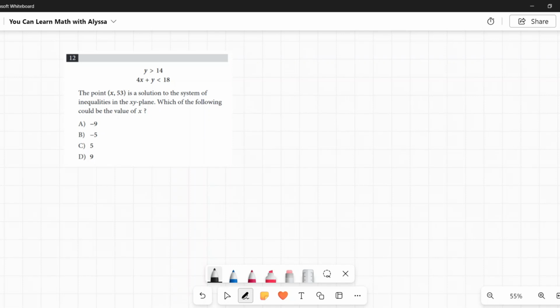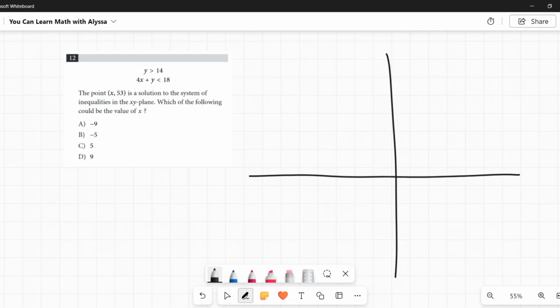If you choose to put this in your graphing calculator, you're going to get something that looks like this. y is greater than 14. If you were to graph y equals 14, it would be a horizontal line, but because it's greater than and not greater than or equal to, it's going to be a dashed horizontal line. And this is not drawn to scale. Please ignore the grid marks in the background. This is going to be right here. This is 14. So this is y is greater than 14.